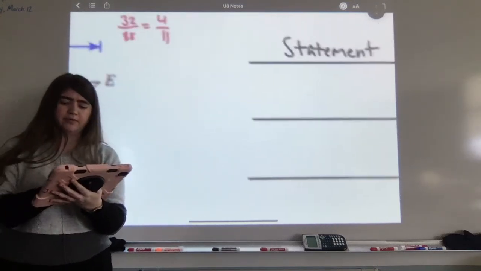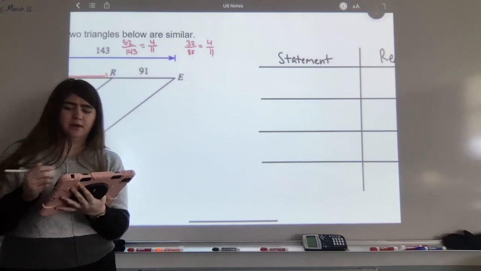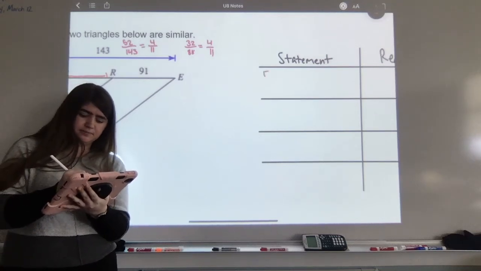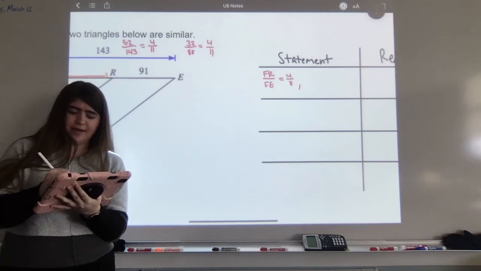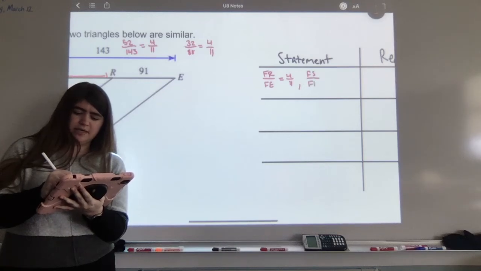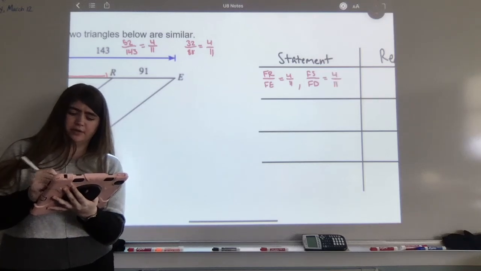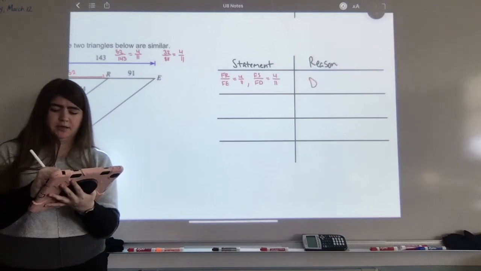So in my proof, I'm going to start by putting my division statements in. That was FR for 52 over FE for the 143, and that was equal to 4 over 11. And then I had FS in place of 32, and FD in place of 88, and that also was 4 over 11. We were able to do that because of the division property.